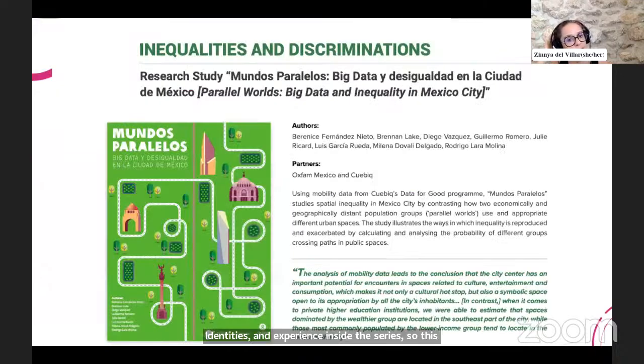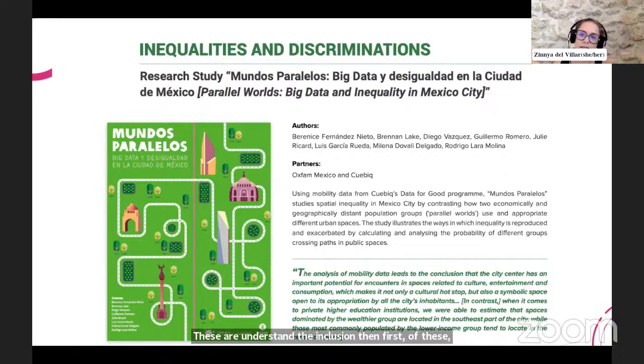And here we create a report that is very interesting, and you can read it with Oxfam. The name is Mundos Paralelos. Here we work with mobility data of how the 2 outliers of the population, the richest and the poorest inside Mexico City, use the city and move inside the city. This to understand the inclusion, the points of encounters of these 2 kind of populations, how they move inside the city.